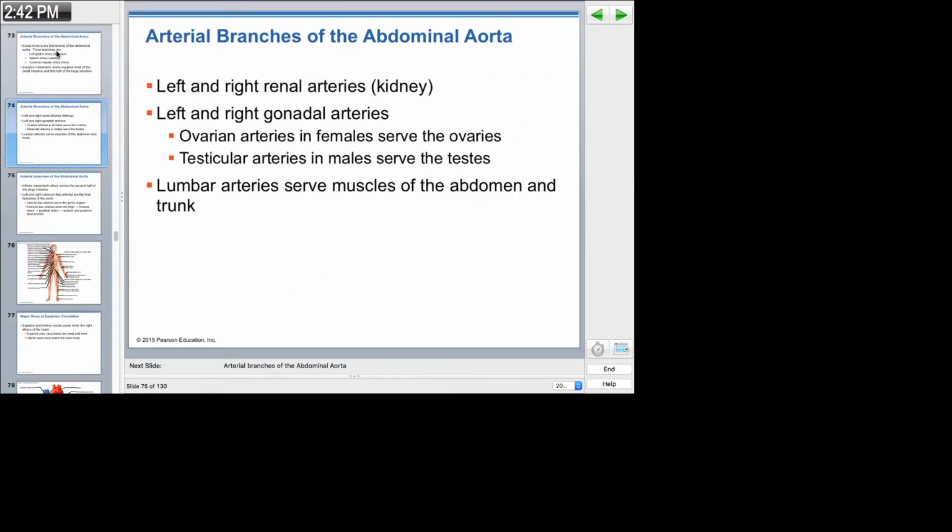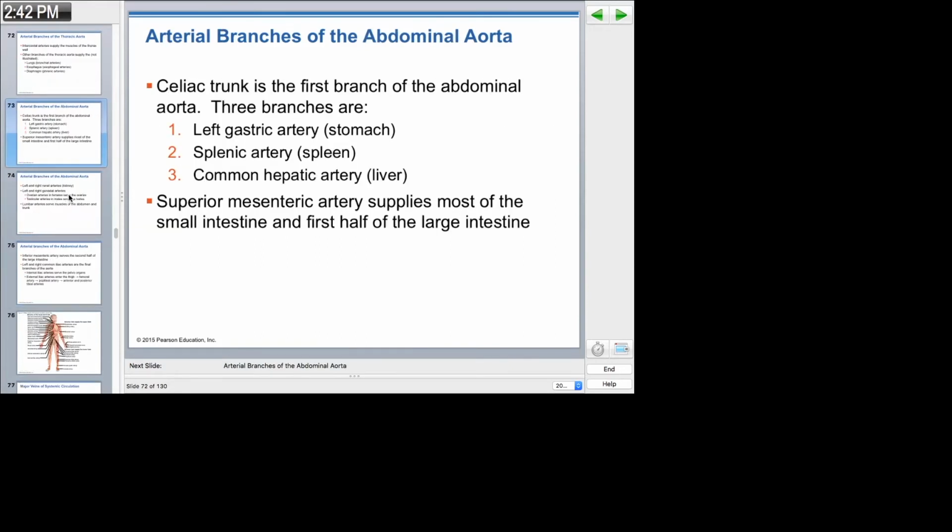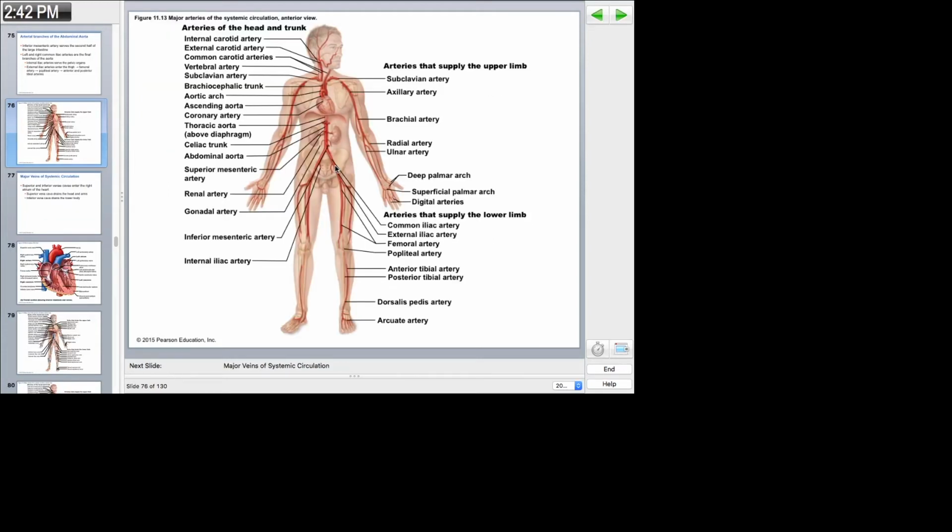which gives blood supply to all of the organs within your abdomen. Your celiac trunk is the first branch of your abdominal aorta as it comes through the diaphragm. There are three branches, the left gastric, splenic, and common hepatic. We've got your mesentery, which is the slippery connective tissue that surrounds your intestines.